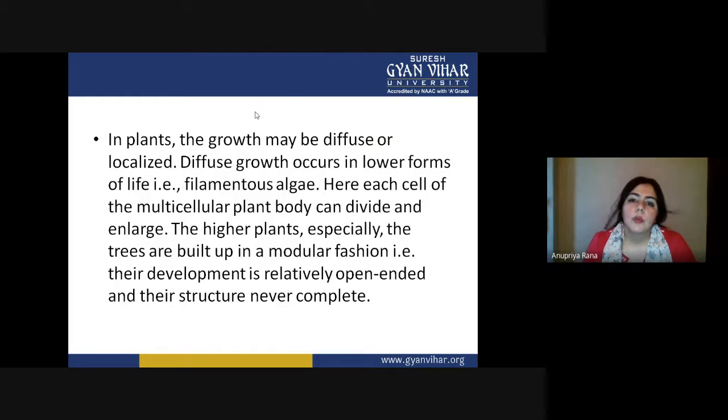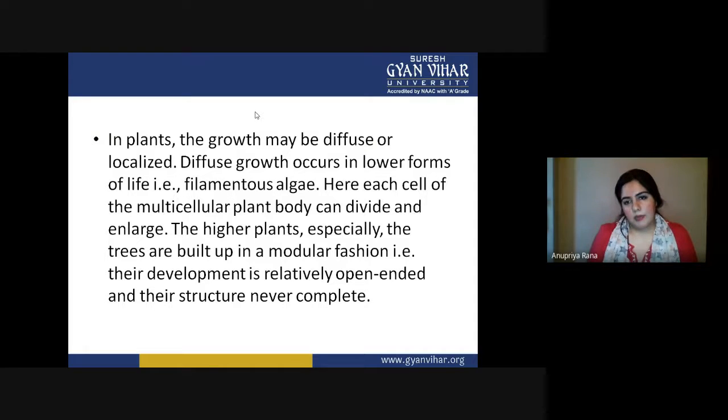In plants, growth may be diffuse or localized. Diffuse growth occurs in lower forms of life, like filamentous algae. So we are talking about unicellular and slightly multicellular forms. Here, each cell of the multicellular plant body can divide and enlarge. In small plants, every single cell can multiply, or sometimes just divide and grow.